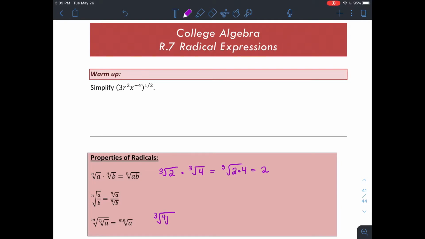One that is new is if you have a root of another root, you can rewrite it as the root of your original value with an index of the original two indices multiplied together.